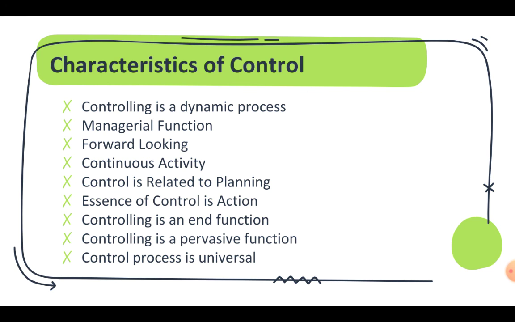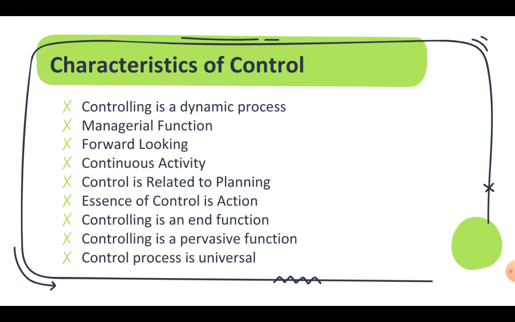So therefore, we can say that planning goes before controlling, or planning provides a base for controlling. And the sixth characteristic of control is that control is action. What this basically means is that control can only be done after some kind of action has been taken, whether it is a positive action or a negative action. Only after some kind of work has been done can control be exercised.